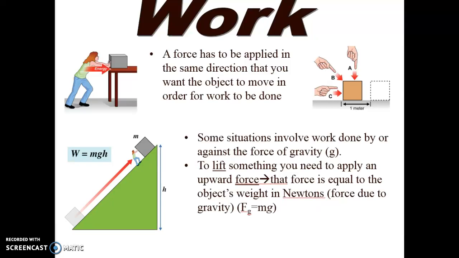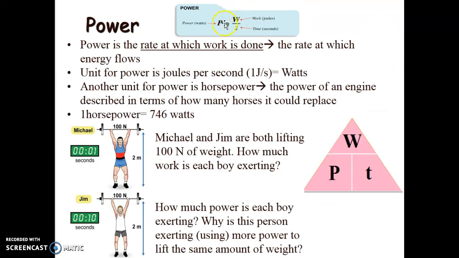The second concept that we talked about was power. Power is the rate at which work is done. So it's how quickly you are doing a certain amount of work. The formula to solve for power is work divided by time. Notice the unit for power is watts. Again, work is in joules and the time is in seconds. So you're looking at how much work you're doing and the time that it's taking you to complete that work.